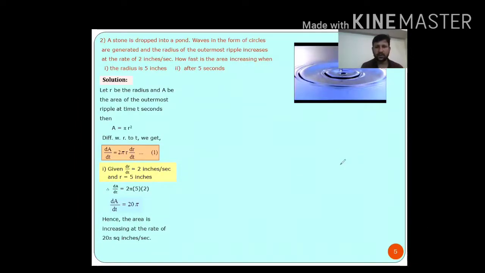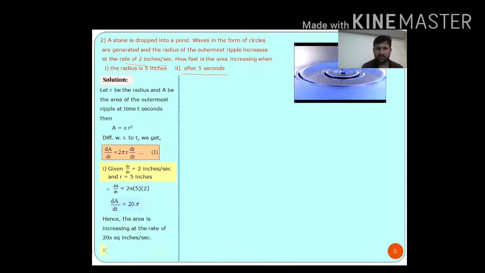Okay. Now let us see the second case after 5 seconds. Already explained. The rate given here is 2 inches per second. For 1 second, the radius increases by 2 inches. So guess what will be the value for the radius of that outermost ripple after 5 seconds. Yes, correct answer. Let us see the second case.